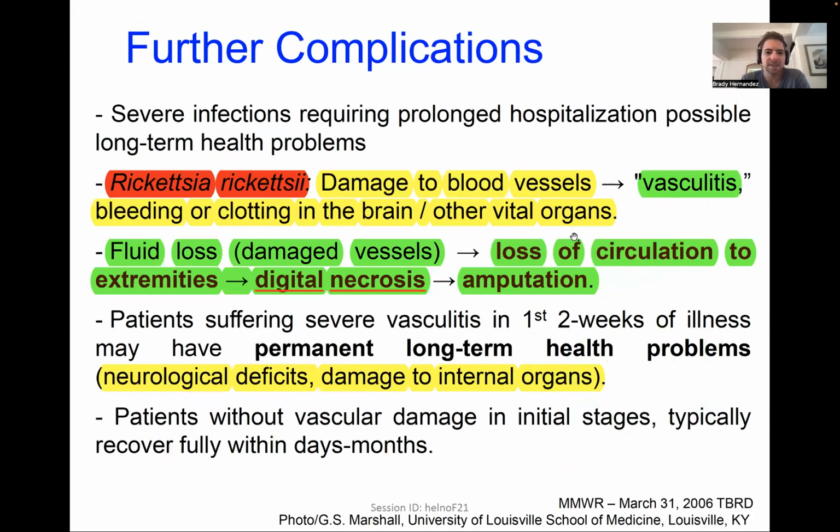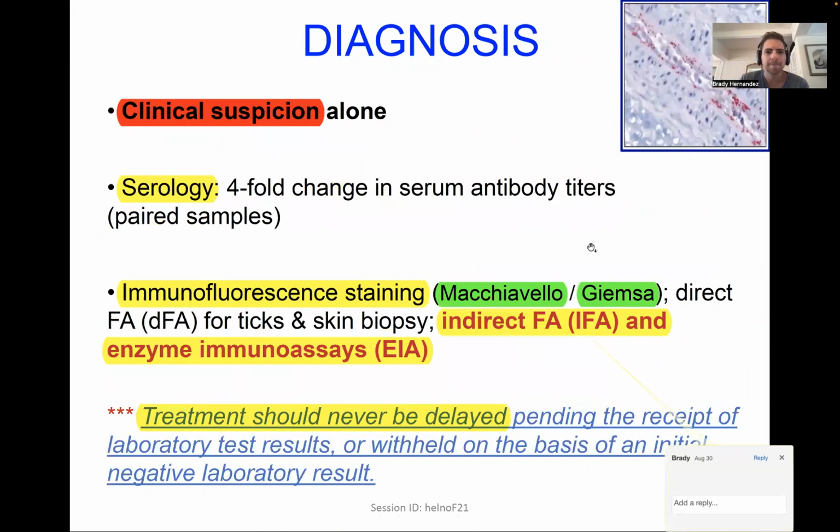Complications lead to vasculitis. That's a good one to know. Digital necrosis and amputation. Okay, versus Lyme disease, which is more of a neurologic problem. You can think of Rocky Mountain spotted fever as more of a vascular issue. All right, and then, yeah.